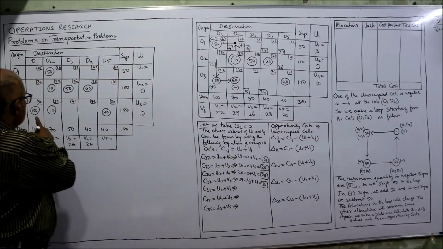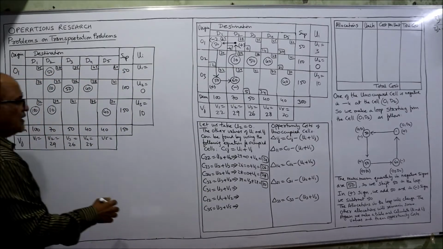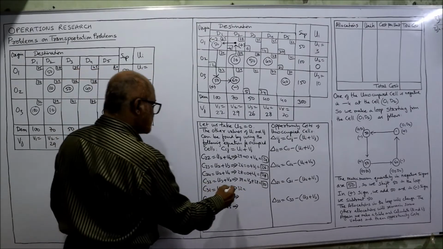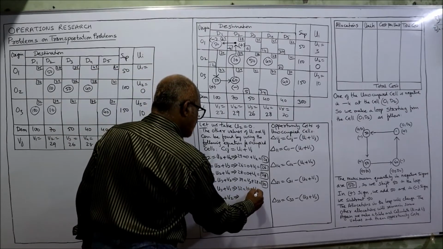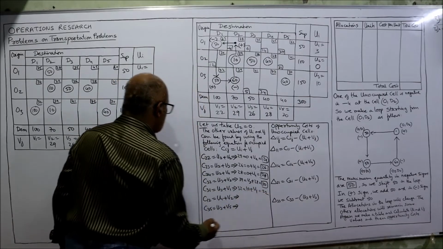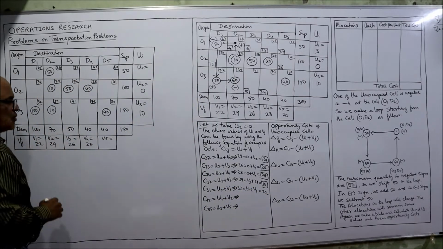Now 3, 1, this cell. C31 is 32. 32 is equal to U3, U3 is 10, plus V1. Bring the 10 to the left hand side. 32 minus 10 is 22. So V1 we got 22.